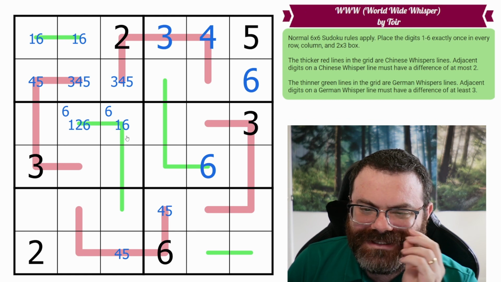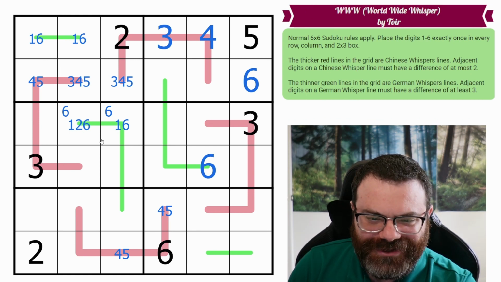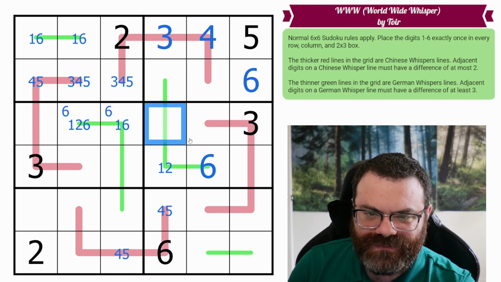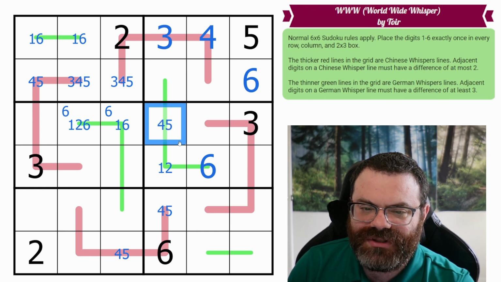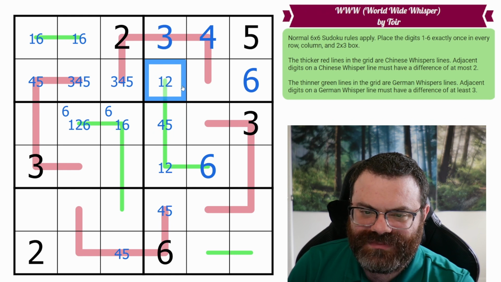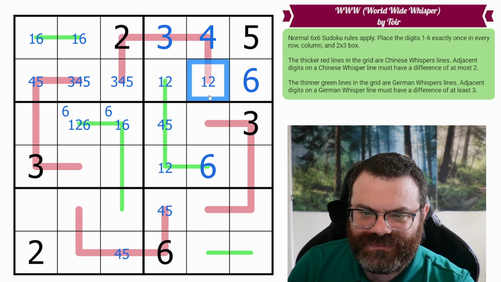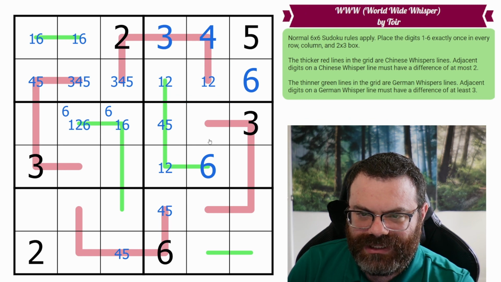Yeah, it's a little bit confusing to switch back and forth between the Chinese whispers and the German whispers, but this is fun. From this 6, this is 1 or 2 only. From the 1 or 2, we're going to have to go back up to 4, 5, 6. So this is only 4, 5. There we go. And then this is back down to 1, 2. Okay. In general, this is a 1, 2 pair anyway.